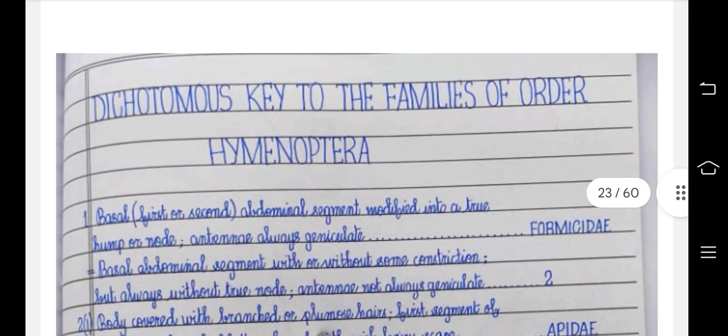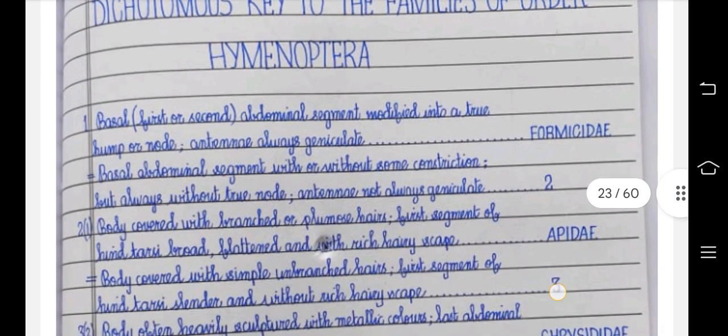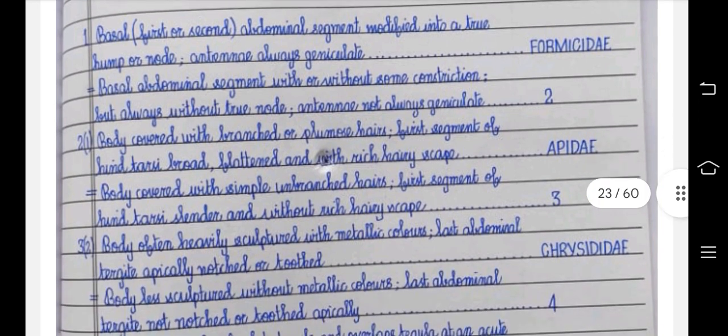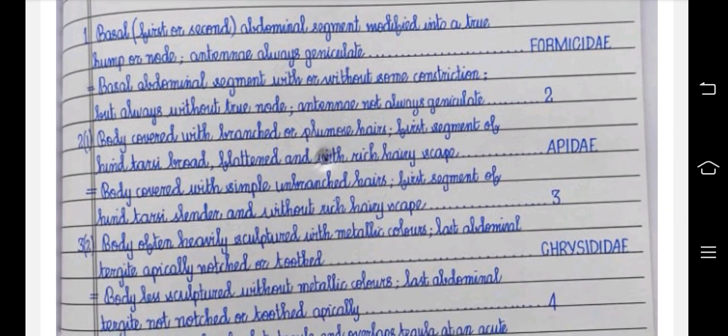First, dichotomous key to the families of order Hymenoptera. Basal abdominal segment modified into a true node. Antennae always geniculate. Formicidae. Basal abdominal segment with or without some constriction, but always without a true node. Antennae not always geniculate. Then body covered with branched or plumose hairs. Segments of hind tarsi broad, flattened and with hairy scopa. Apidae.